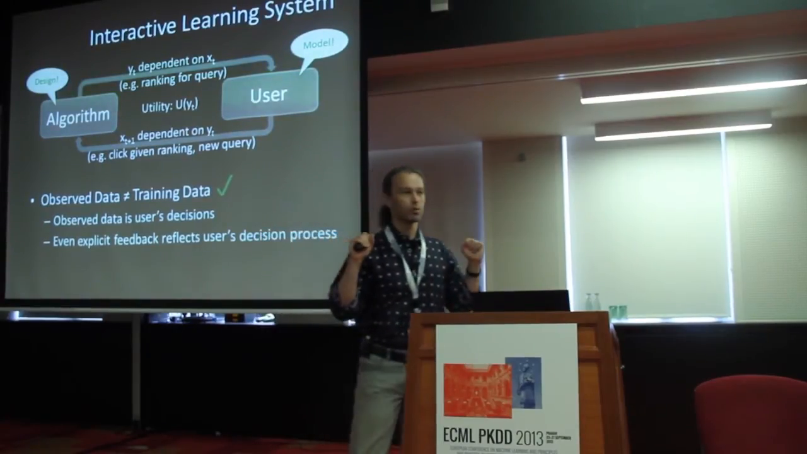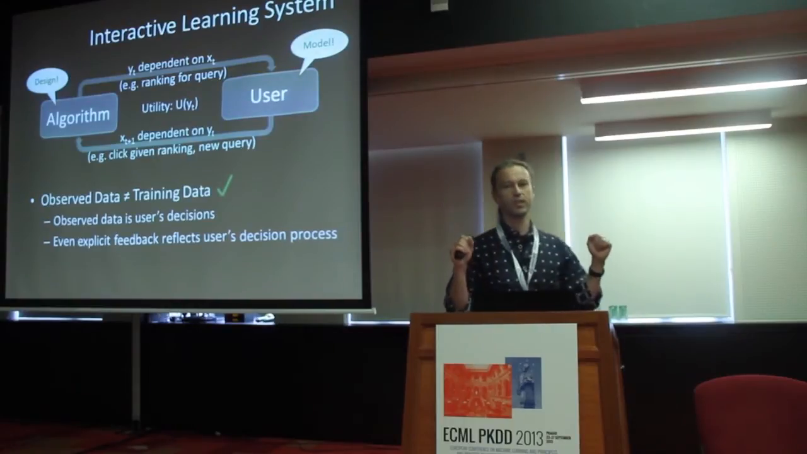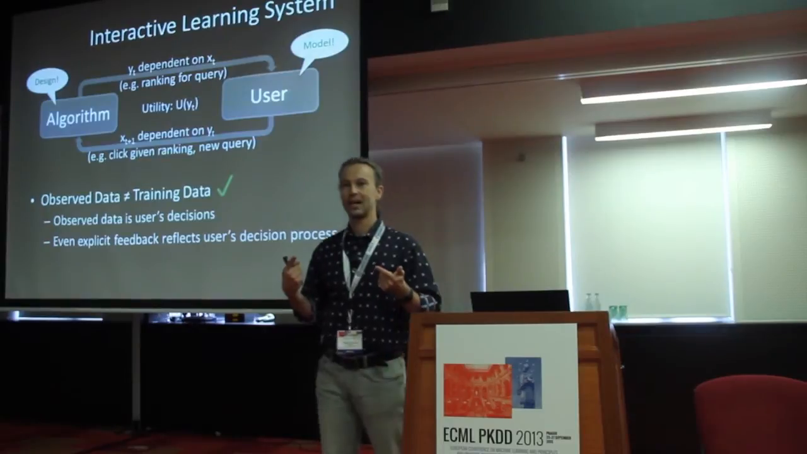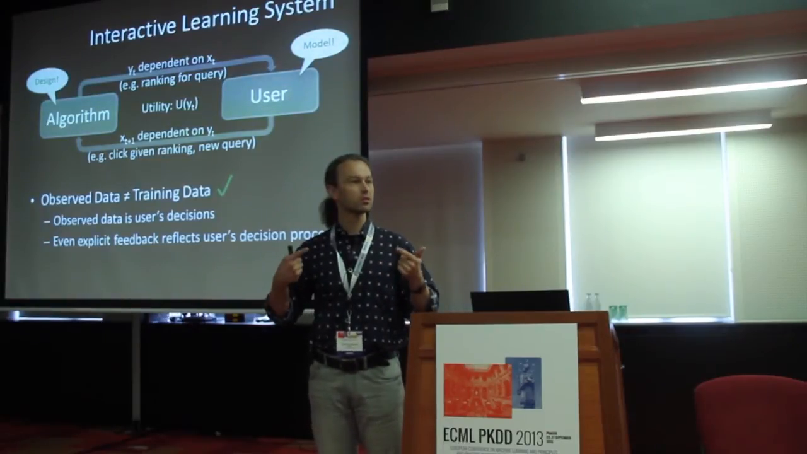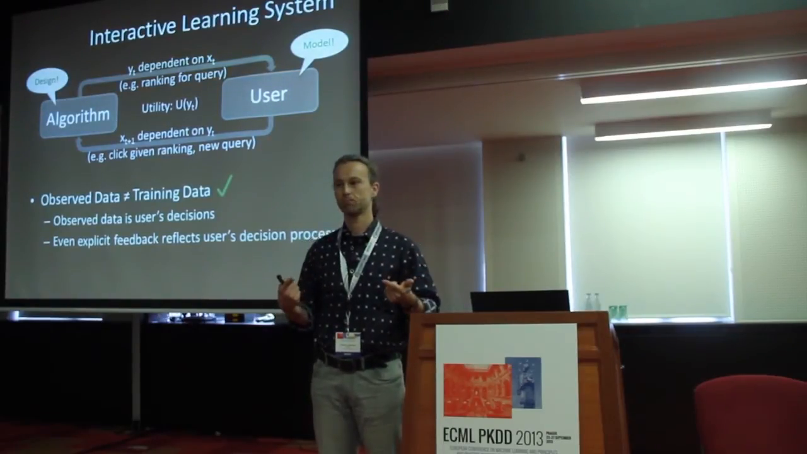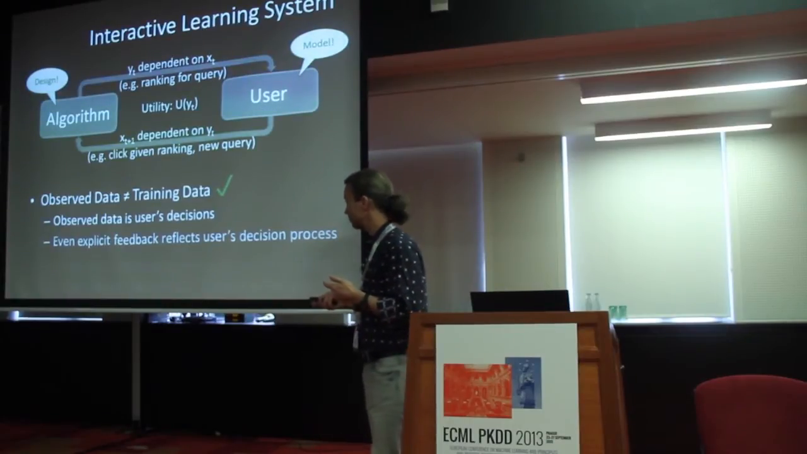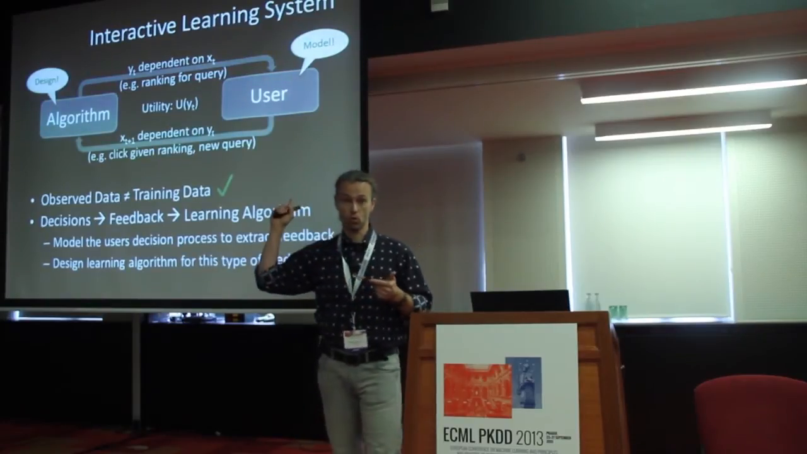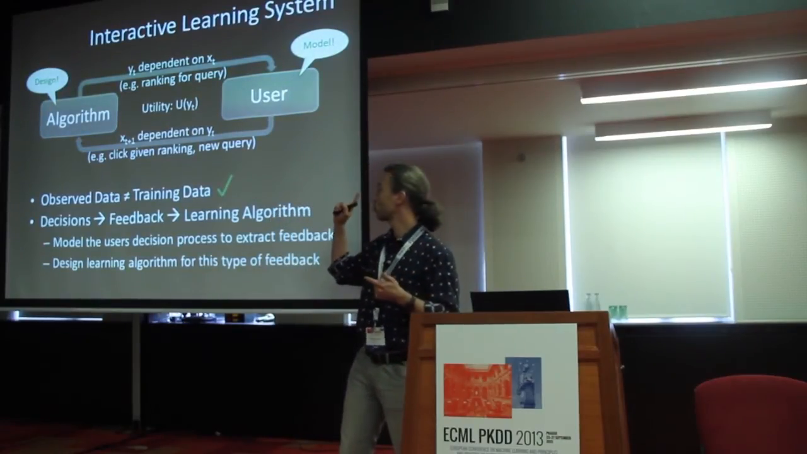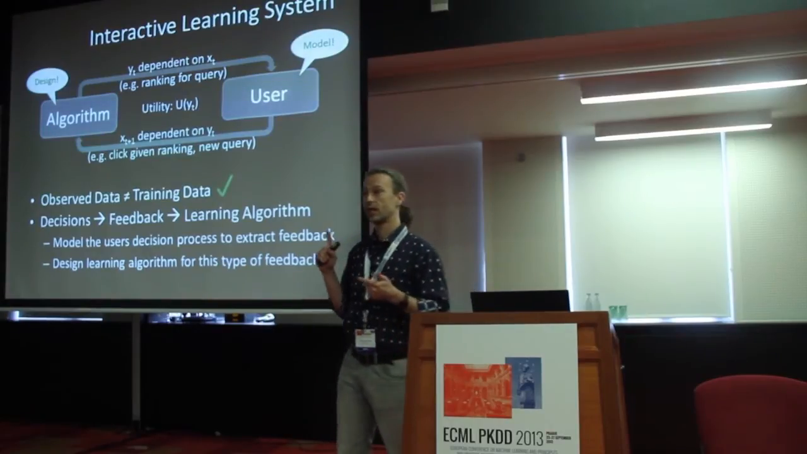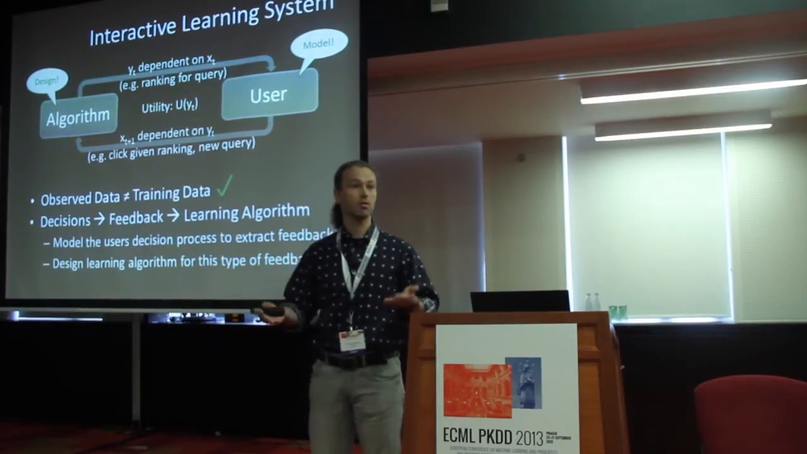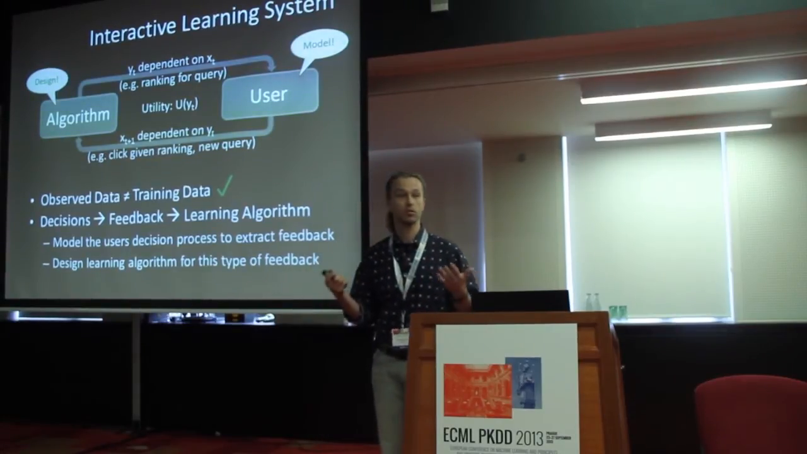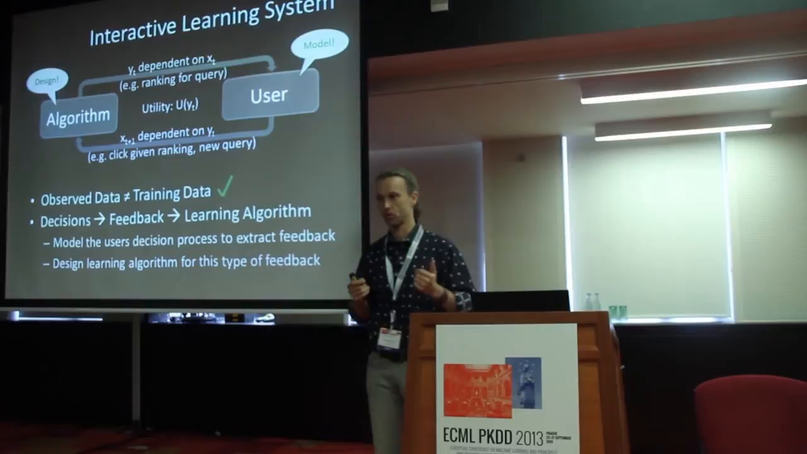So I've given you two examples where using the observed data without thinking about the decision process that led to the data is probably not good training data. So what should we do instead? I argue we actually have to model the user's decision process. And then from that model, we can derive feedback. Once we have a good feedback model, we can design the right algorithm. And that typically requires us to design new algorithms, which is nice for machine learning.